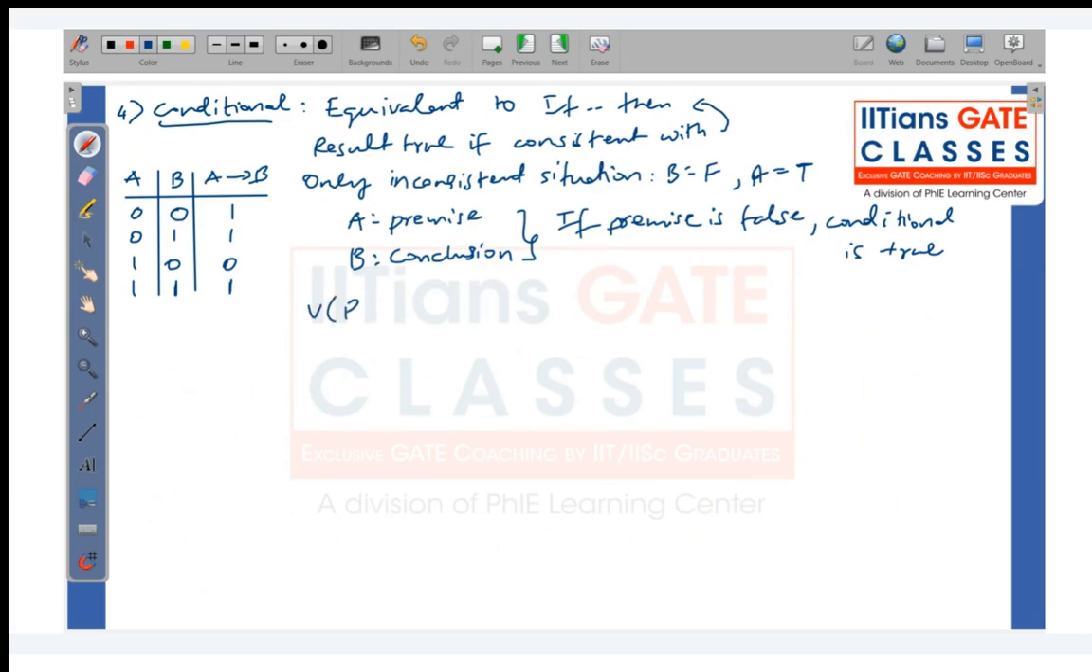Let me write the equation. Value of P implies Q. Again, only 2 values. So when is it 0? When the value of P is 1 and the value of Q is 0. And it is 1 otherwise.